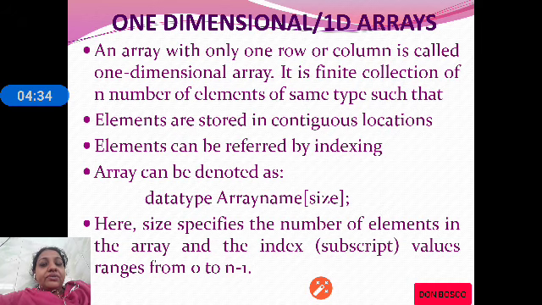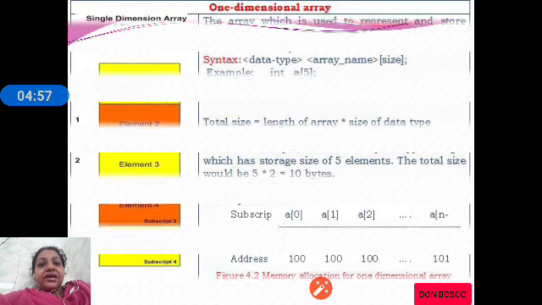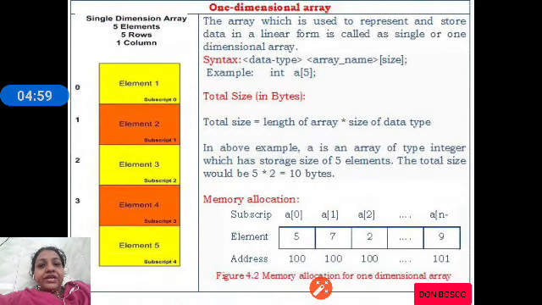Array index always starts with 0 and the last index is always n minus 1. If there are 10 elements, the first index is 0 and the last index is 9. The first element starts with 0 and the last element is available at 9. So we say that the last index is always n minus 1 for n elements. If n is 10, the first index starts with 0, the last index is 9, that is 10 minus 1.